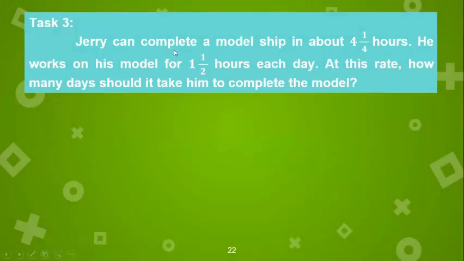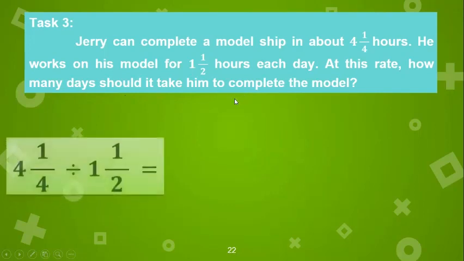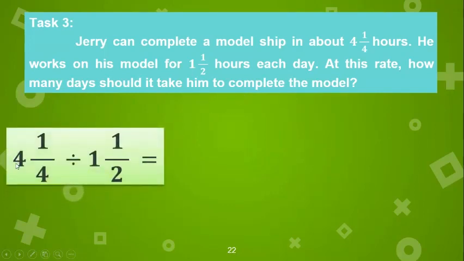Jerry can complete a model ship in about 4 1/4 hours. He works on his model for 1 1/2 hours each day. At this rate, how many days should it take him to complete the model? So the equation: 4 1/4 hours divided by 1 1/2 hours each day.